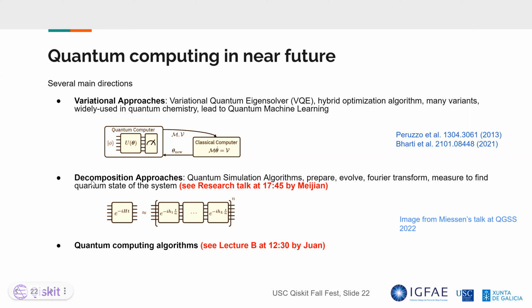On the other hand, we have this decompositional approach where you do not rely on a quantum computer. You just run the circuit once, right? So you can do different optimizations to this Hamiltonian evolution, as Mijia will introduce today. And then you will get a result that you can measure. And also, of course, there are quantum computing algorithms that are being developed. I'll let Juan talk about it in the next hour.